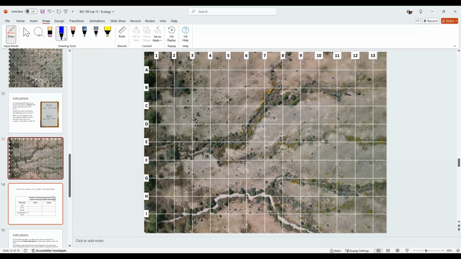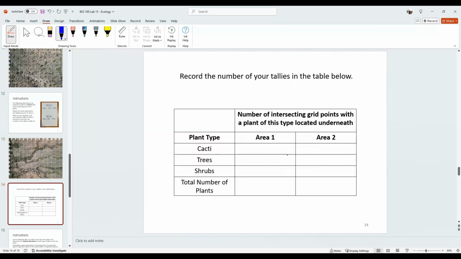Once you have your tallies, you're going to enter them into the chart that's on slide 14 here. So I'm just making these numbers up. Let's say for area 1, you found 3 cacti, you found 10 trees, and you found 7 shrubs. Okay, so that would give you a total number of plants that comes out to 20 total plants counted in area 1. You do the same thing here for area 2.